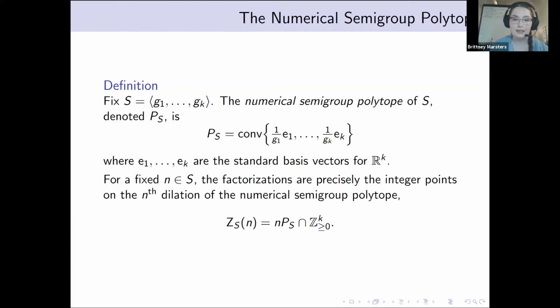So when we fix an element n in our numerical semigroup, the factorizations are going to be precisely the integer points lying on the nth dilation of this numerical semigroup polytope. So whenever we want to get a hold of this set of factorizations, we take our numerical semigroup polytope, we dilate it by n, and we intersect it with the non-negative integer lattice.